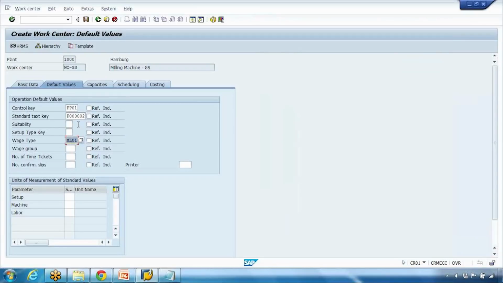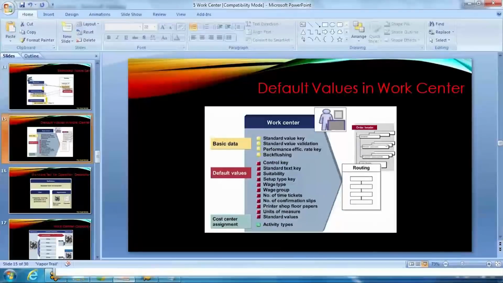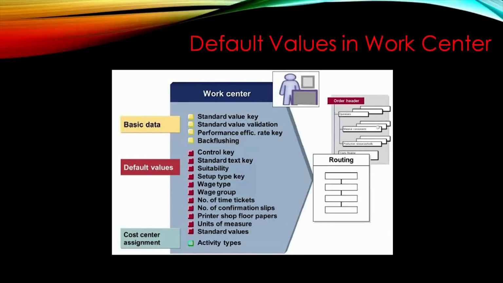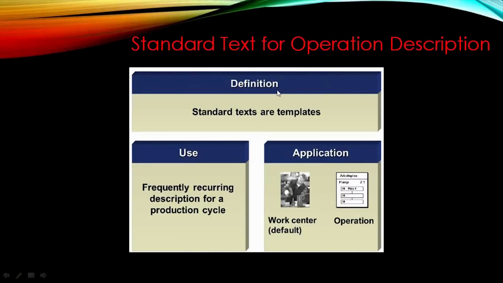So any default value that you enter here will be proposed to the routing. If you do not enter anything here, nothing will be proposed to the routing. That's your default values. Then we have standard text key. I already explained that we can have a standard text, and those standard texts can be frequently recurring descriptions for a production cycle. So that will be going from the work center to the printout of the production order. So those texts will be printed in the production order if you want.